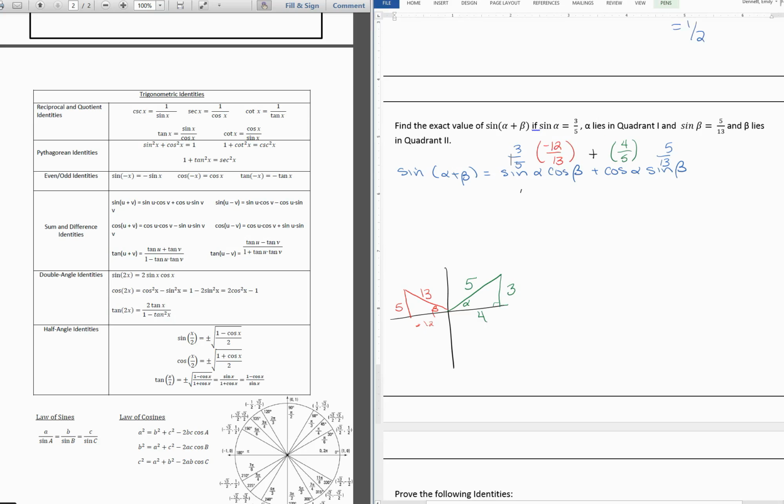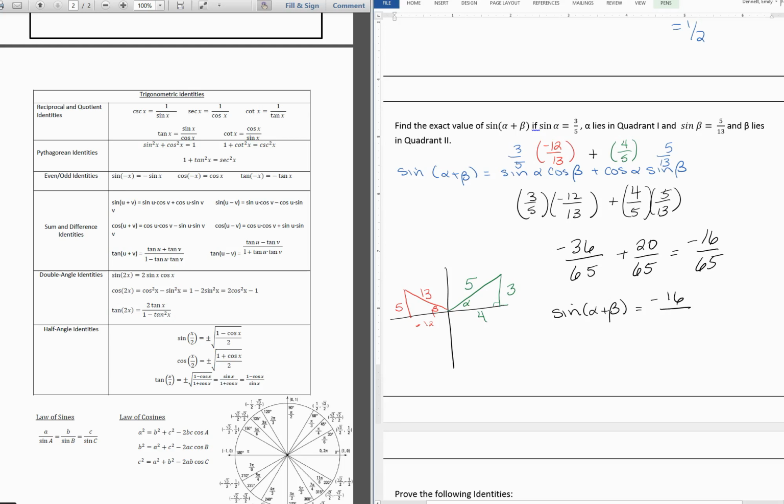So for plugging everything in, we have 3/5 times negative 12 over 13 plus 4/5 times 5 over 13. So here we're going to get negative 36 over 65 plus 20 over 65. This would be negative 16 over 65, and that would actually be our final answer. So we've solved that sine of alpha plus beta equals negative 16 over 65.